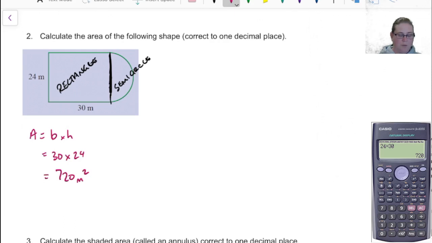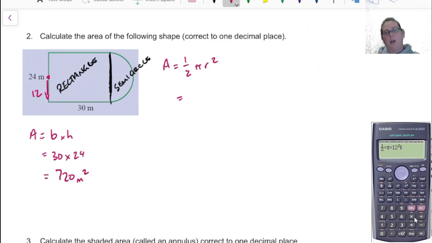And then I want the semicircle. So the semicircle is just a half of pi r squared, as we saw before with our formulas. So again, simple mathematics there. I'm going to get up my fraction, 1 over 2, get out of the fraction, times pi, times, and this time our radius. We need our radius. So the radius is half of 24 because 24 is the whole way. So 12 is going to be our radius. So we're going to put in 12 and then squared.